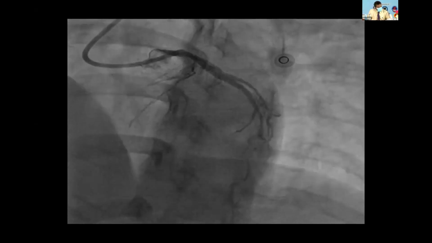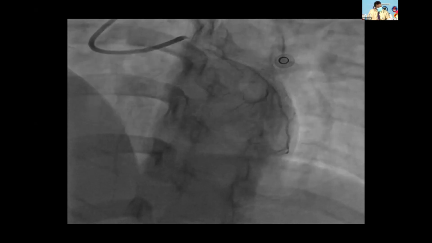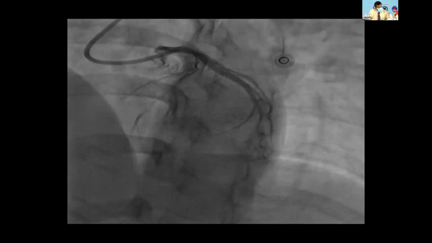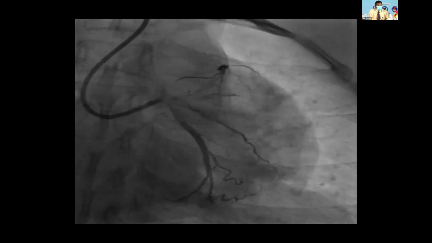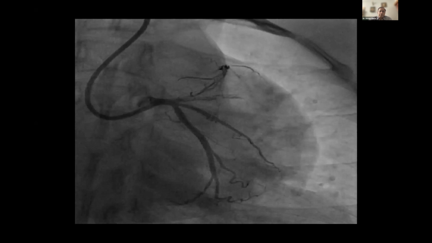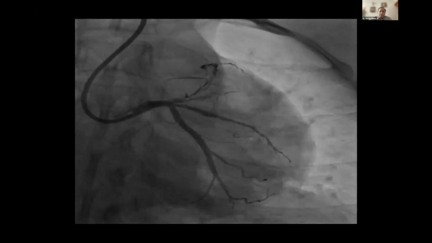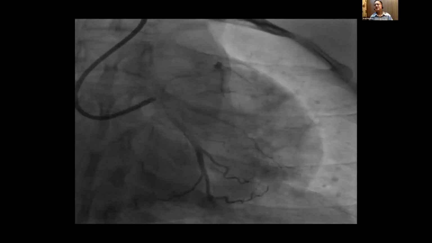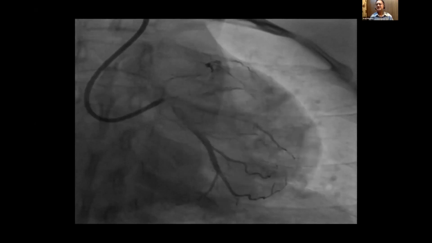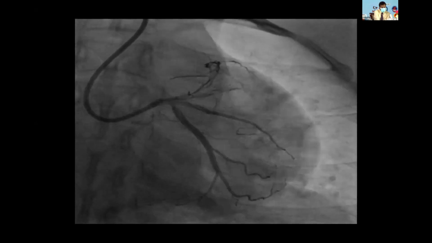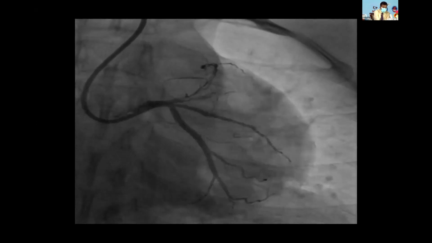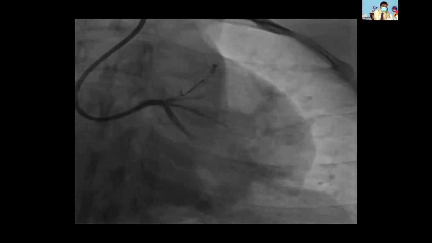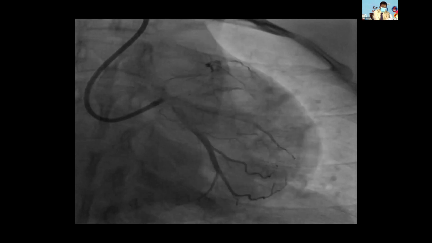Here the problem is that as it is a spontaneous dissection, we also have to think about the underlying cause. Antiphospholipid. At this period of time, we don't know anything about the patient. After we evaluate the patient, we shall have to manage the patient. I do agree with Dr. Ashok. Taking a floppy wire, we can take the chance to cross the LAD.